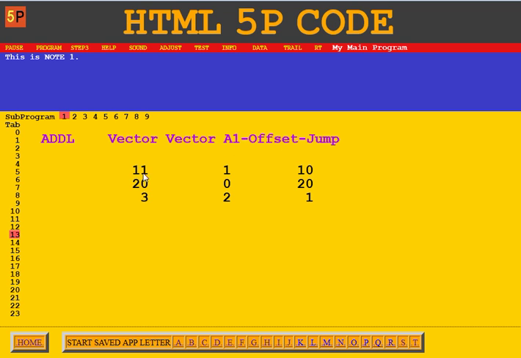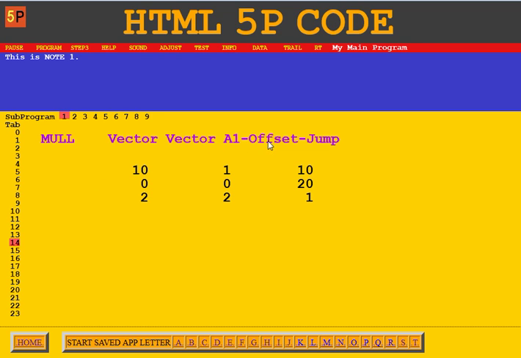The difference here is that these values in A1 could be, like my example always is, 20 apart. So this could be at offset 0, this one could be at offset 20, and this one could be at offset 40. Alright, that's ADDL of this type. Well, it comes in multiply also.